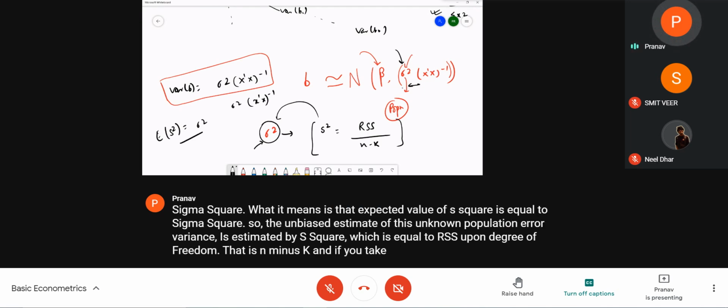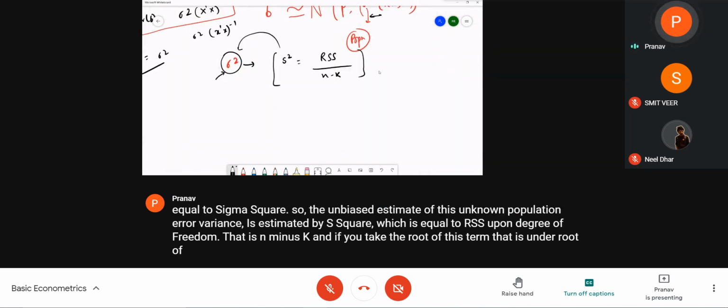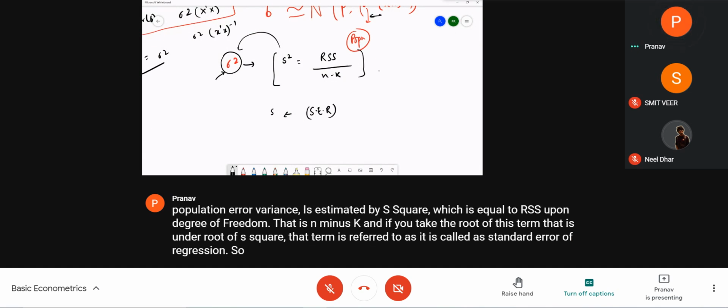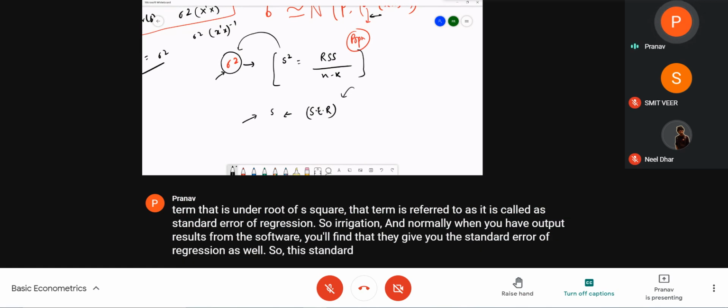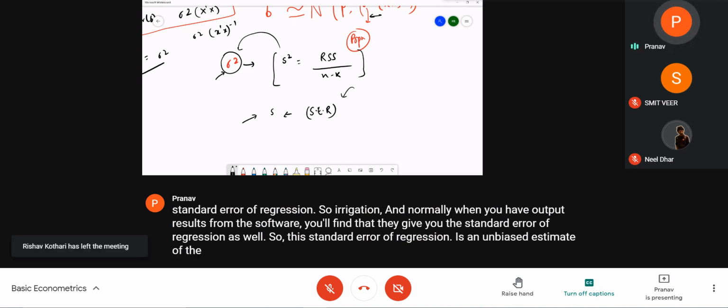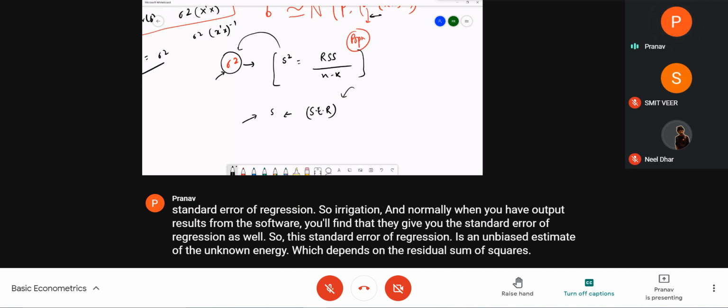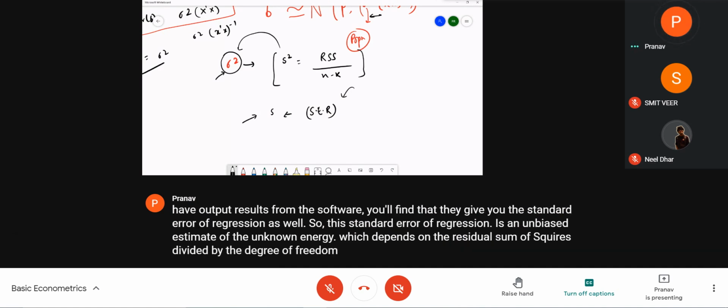And if you take the under root of this term, that is under root of S square, that term is referred to as S, and it is called standard error of regression. Normally when you have output results from the software, you'll find that they give you the standard error of regression as well. This standard error of regression is an unbiased estimate of the unknown error variance, which depends on the residual sum of squares divided by the degree of freedom in the model.